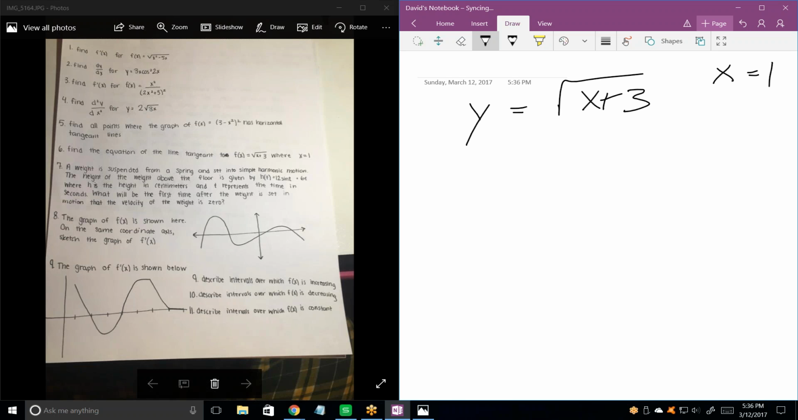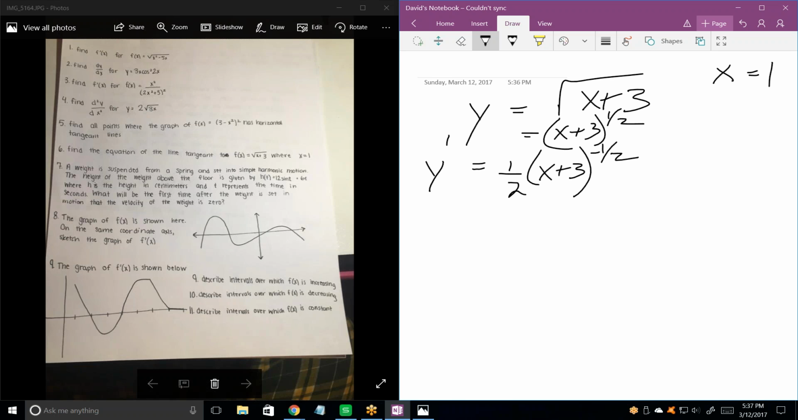So what is the slope of the tangent line at x equals 1? Well, you get slopes from first derivatives. So what's the first derivative? So first you have to do x plus 3 to the 1/2. Okay. And then you can do 1/2 times x plus 3 to the negative 1/2.